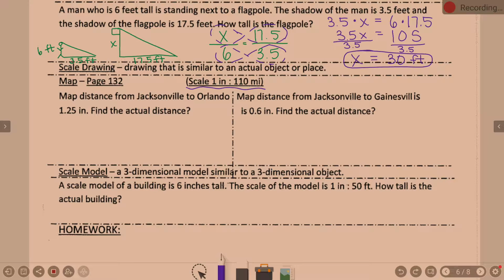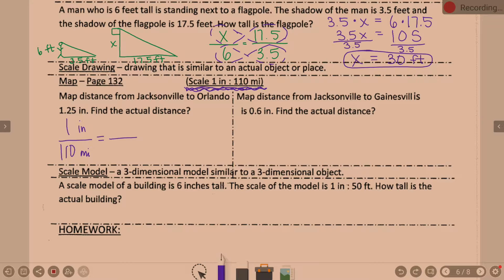Now, right here, guys, is one of your fractions, the scale they give you. What's the scale they give me? 1 inch over 110 miles. That's the scale they give me.